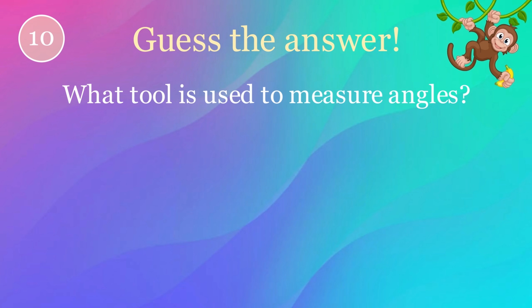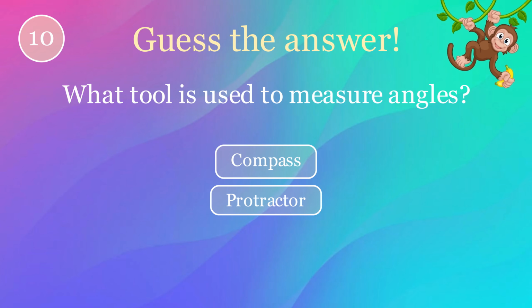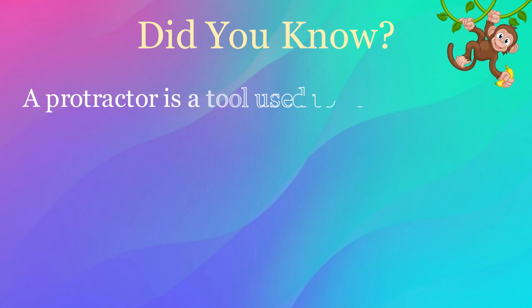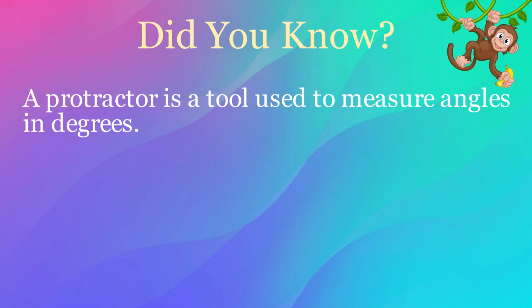What tool is used to measure angles? Compass, protractor, ruler. The correct answer is protractor. Here's an interesting fact. A protractor is a tool used to measure angles in degrees.